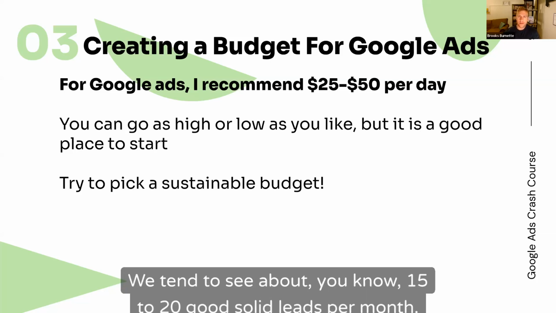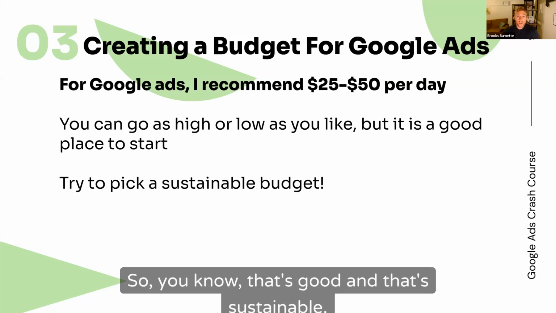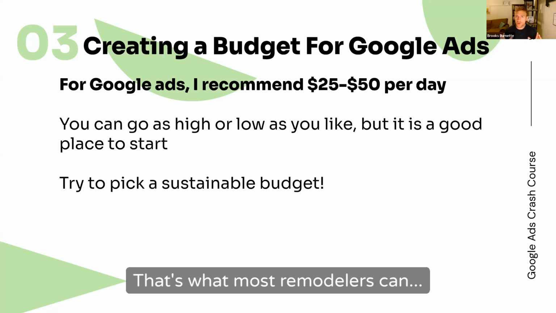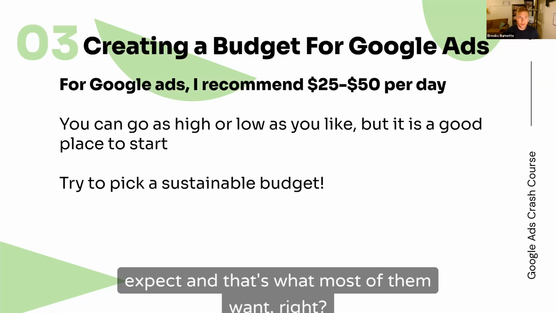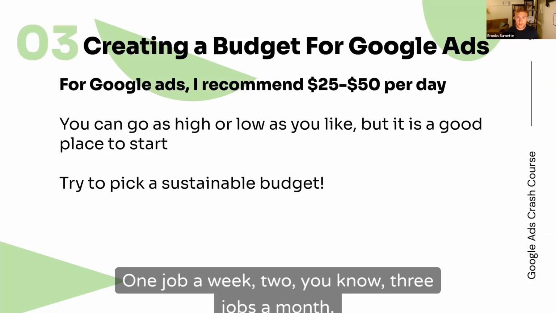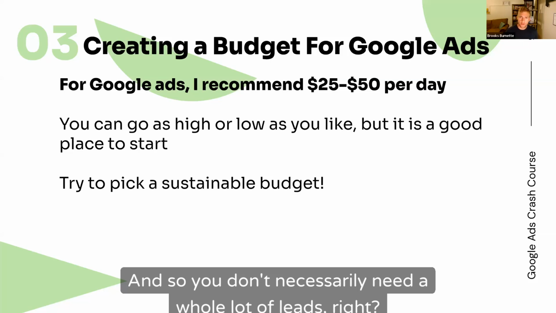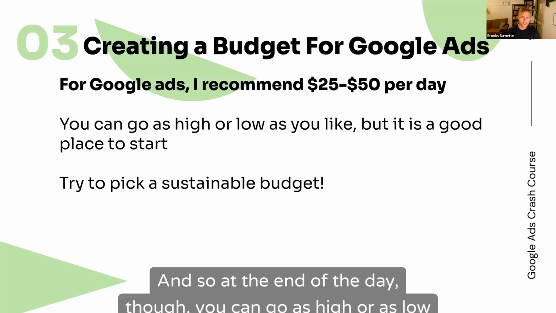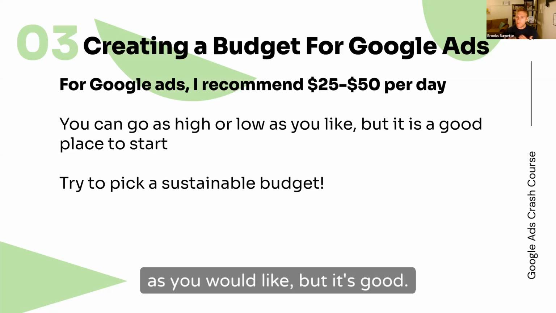we tend to see about 15 to 20 good, solid leads per month. So that's good and that's sustainable. That's what most remodelers can expect, and that's what most of them want, right? Because remodelers are doing what, one job a week, two or three jobs a month. So you don't necessarily need a whole lot of leads. At the end of the day, you can go as high or as low as you like, but this is a good place to start.